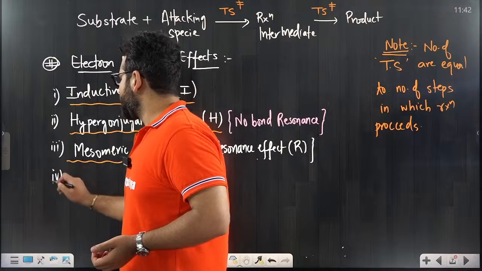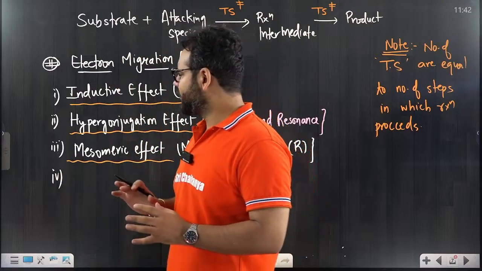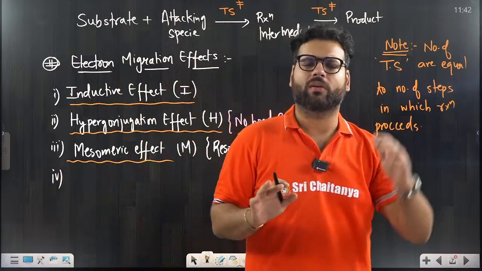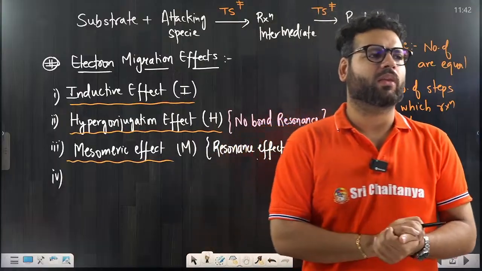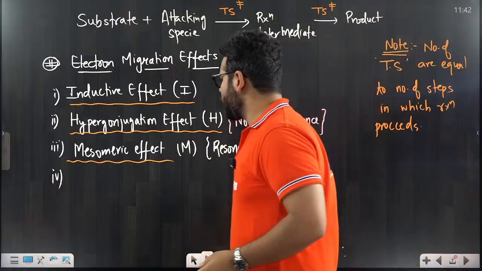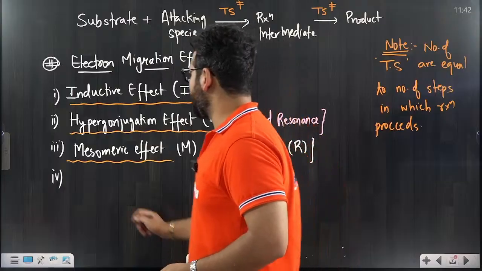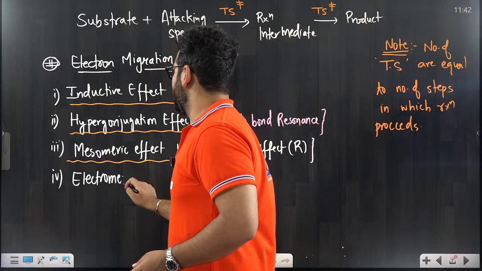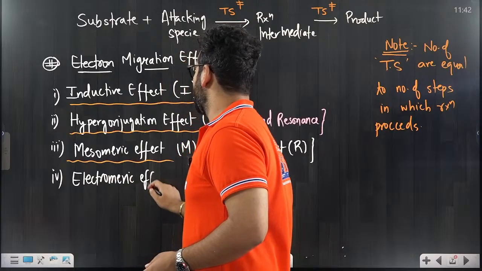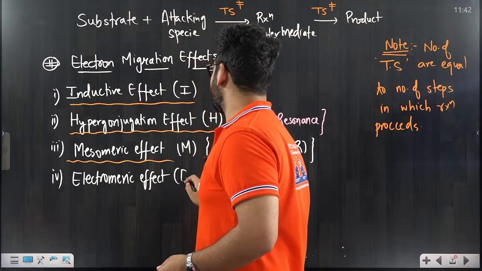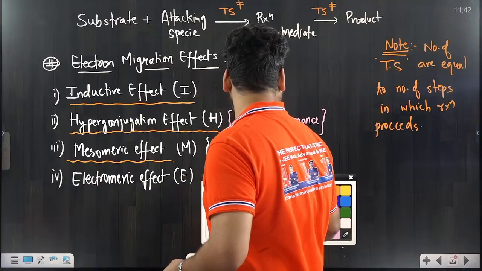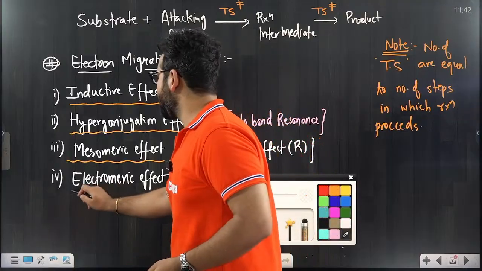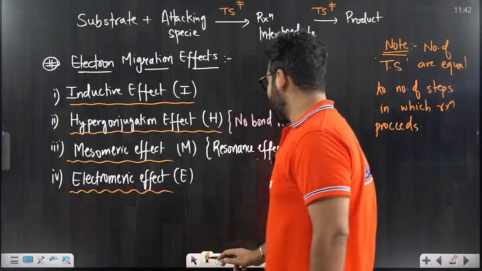And the last one comes, which is completely different from all three. Completely different from these three. Which is going to be the electromeric effect. Electromeric effect. This is itself a separate topic. You don't have to worry about the electromeric effect. You don't have to check it anywhere. Why am I saying this?